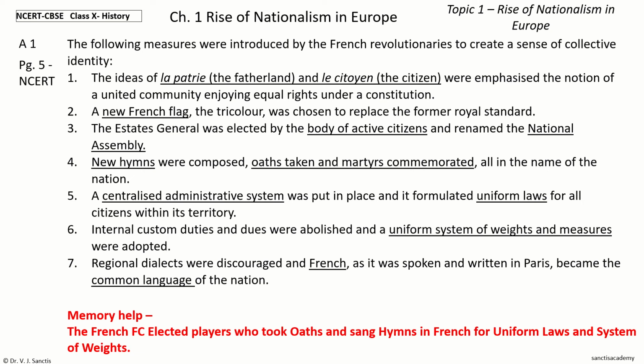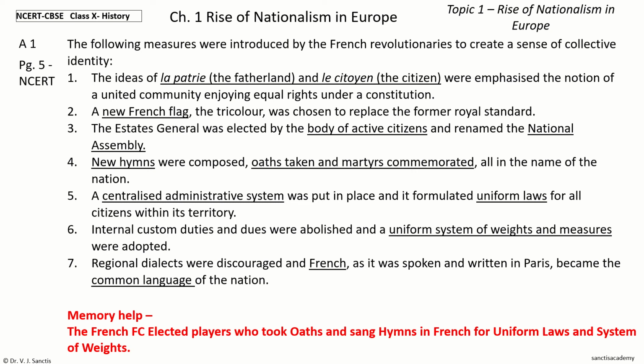The 4th point is, new hymns were composed, oaths were taken, martyrs were commemorated. The 5th point is, a centralized administrative system was put into place which formulated uniform laws for the citizens within the territory. A uniform system of weights and measures was adopted and internal custom duties were abolished. Regional dialects were discouraged and French as it was spoken in Paris was chosen as the common language of the nation.